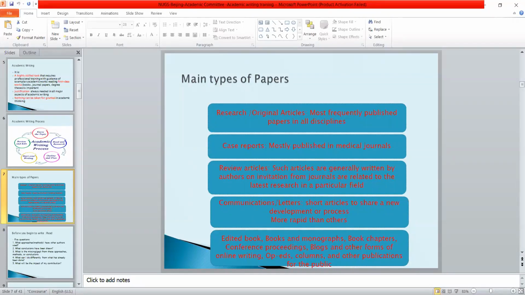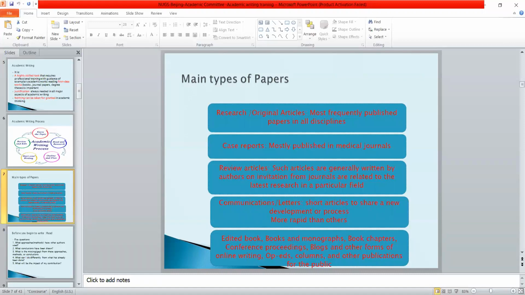Then we also have what we call the case report, mostly published in medical journals. Then we have the review. Somebody has done his work, and then, just like the name implies, when you listen to the radio in the morning in Ghana, we have something they call a newspaper review, highlighting. Then you can also pick somebody's work and review it.